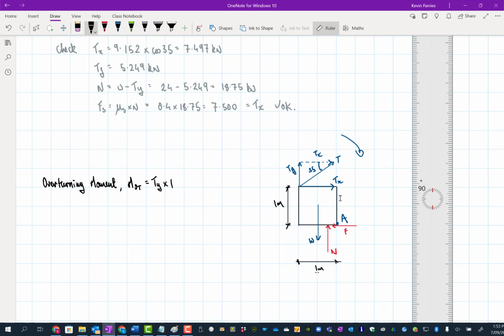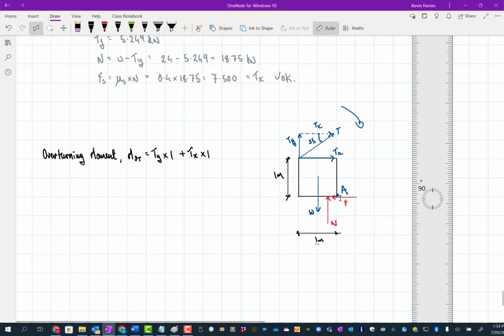So just ignore the negative sign. We're just saying the direction is the overturning direction. So I don't need to put the negative and positive signs in here. So we're going to have plus Tx times 1. And that is the only forces that are overturning this, creating an overturning moment. We've got this one and this one, and these make up that one, so we're not going to count that twice.